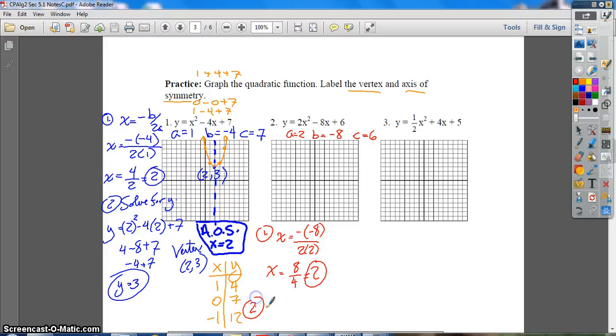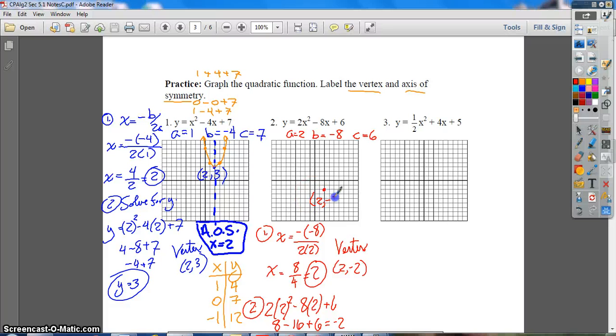Let's solve for y. I've got 2 times 2 squared, minus 8 times 2, plus 6. So this is 4 times 2 is 8, this is 16, plus 6. So I'm going to get negative 2 when that's all said and finished. So my vertex for this one is at 2, negative 2. 2 down 2. The parabola is opening up because A is positive.